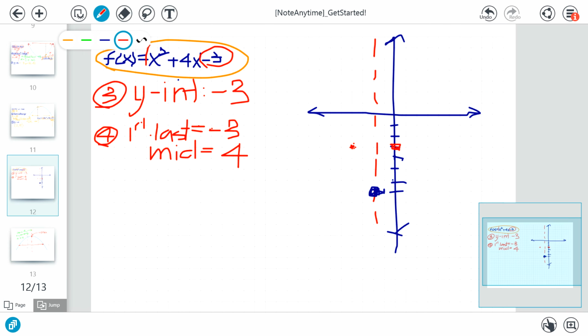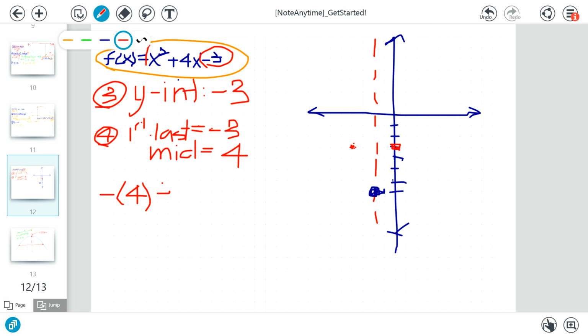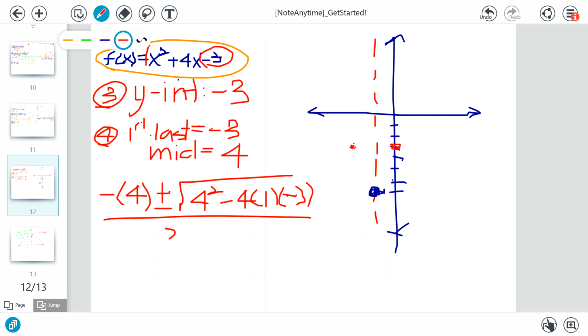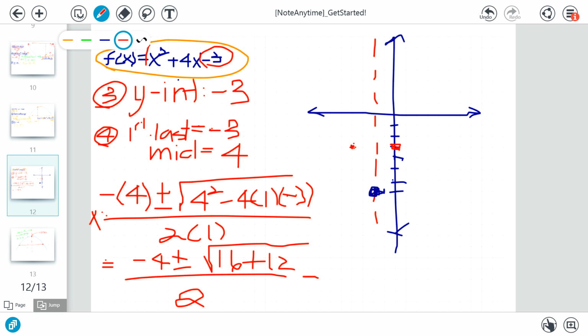So -b plus or minus the square root of b squared minus 4ac, that's definitely 3, all over 2a. And you know that's going to give me two of my x's. So x is equal to what? -4 plus or minus the square root of 16 plus 12, over 2. I'm running out of room, so -4 plus or minus the square root of 28 over 2.